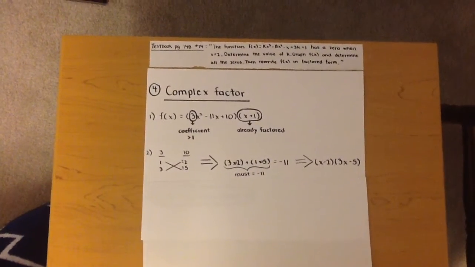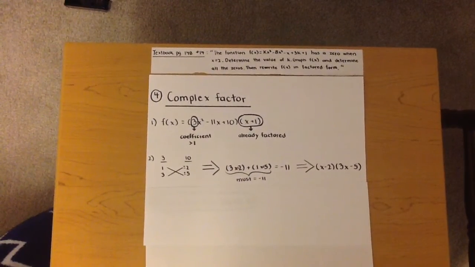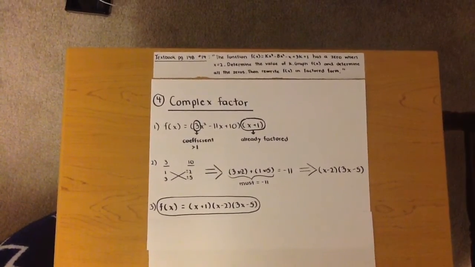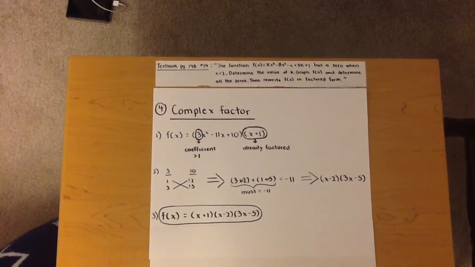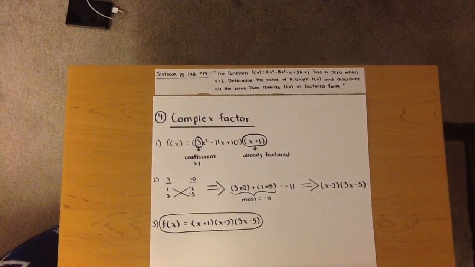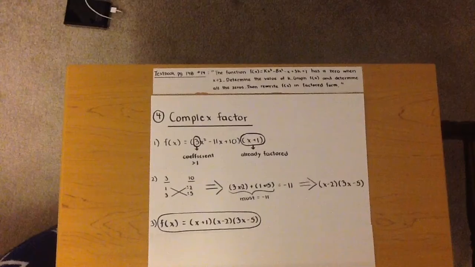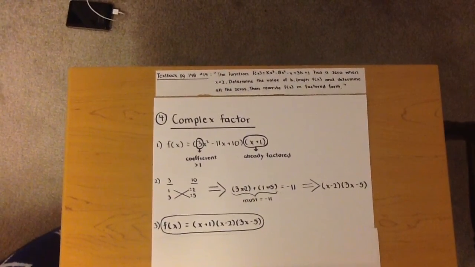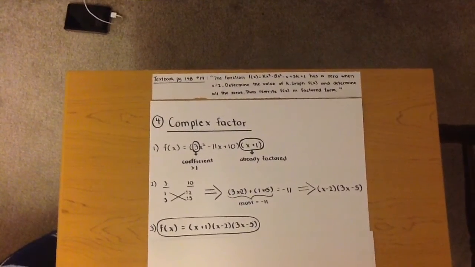in this case 1 and 3 as multiples of 3, and 2 and 5 as multiples of 10, we can determine that the fully factored equation stands as f of x equals (x + 1)(x - 2)(3x - 5). The equation is now in factored form and becomes easier to graph.